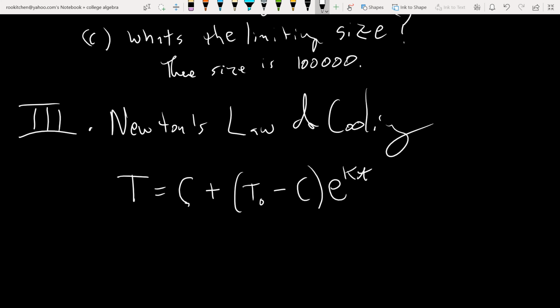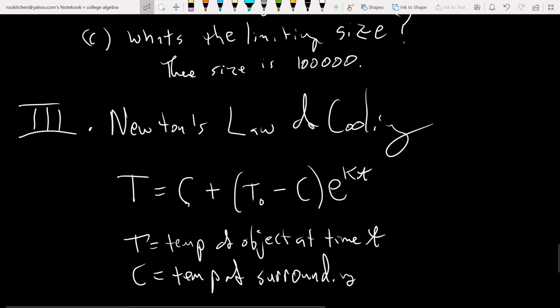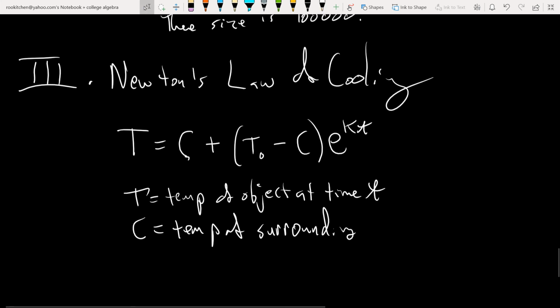Okay, so anyways, let's look at it. T is the temperature of the object at time t. C is the temperature of the surrounding medium, which is usually just the air. And you think in terms of pizza. I think the problem we're going to look at is about pizza. T sub 0 is the initial temperature of the object.